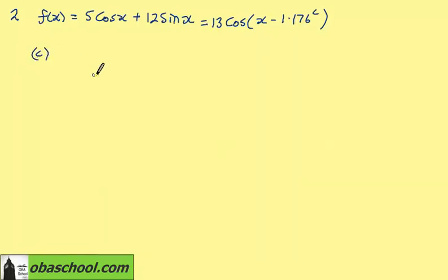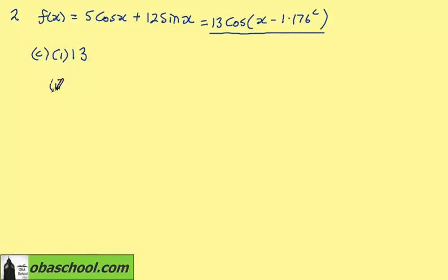Now in part C, we want to write down the maximum value of the function 5 cos x plus 12 sin x, which we know is equal to this. We know for a cosine the maximum it can be is 1. It follows the maximum this can be is 13. So the maximum value of the function is 13.